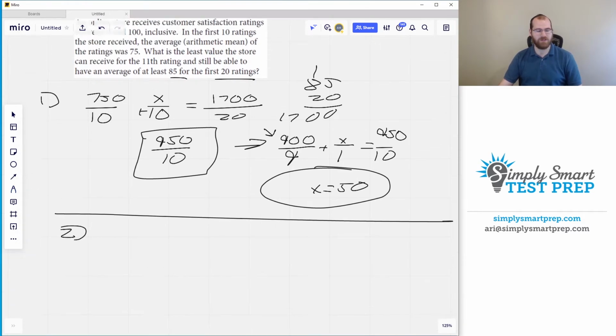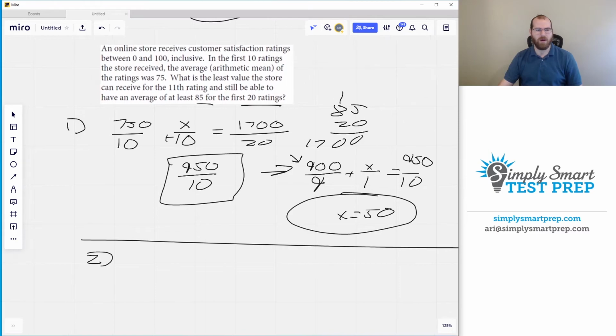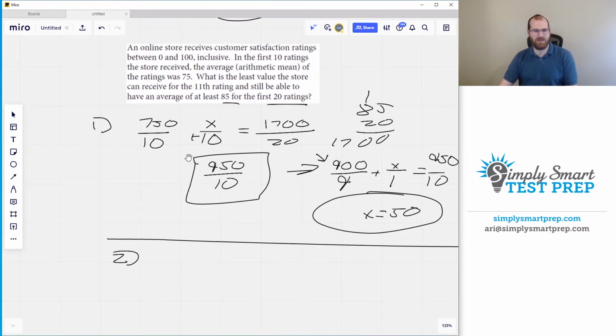Now, it's broken into 2 parts, just like method number 1. Part number 1, I think, is a little bit easier to see, and part number 2 is going to be a little bit more challenging. So let's think about it. Again, in this method, we're thinking about the mean, not this total number on top. So in the first 10 ratings the store received, the mean, as soon as I see mean, alarm bells are going off, was 75.